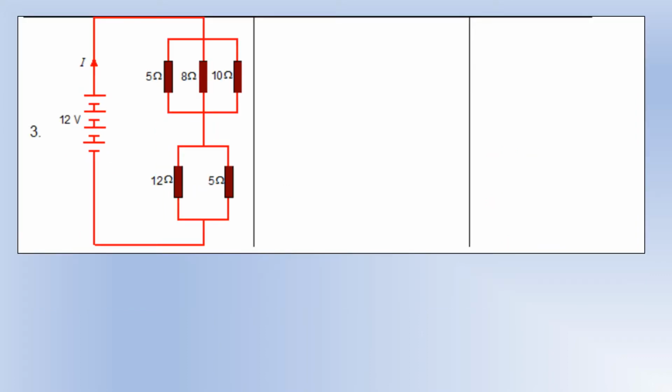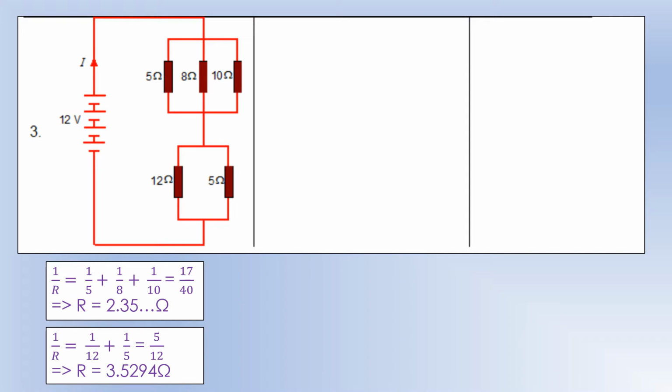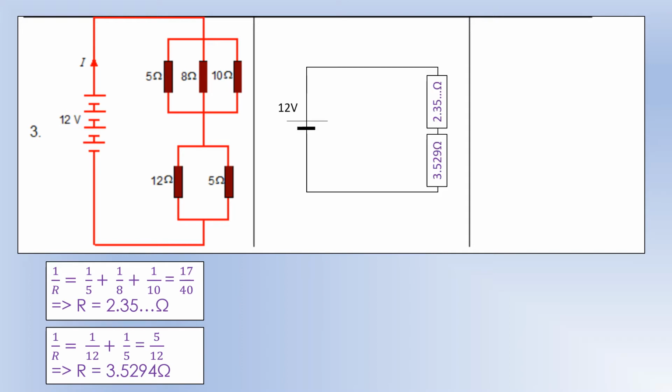Okay, so this is getting a little bit more complicated, but actually not much. What we've got here are two parallel sections. So I'm going to calculate the resistance of each of those parallel sections of the circuit using the reciprocal rule. And now the circuit looks like this, because those two sections are in series with one another. And once we've got that, it's fairly straightforward to work out what the battery current is, in this case 2 amps.